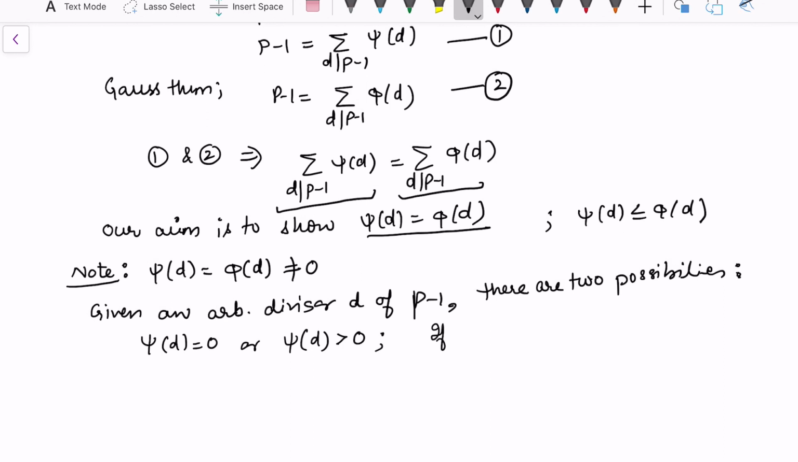Now if xi d is equal to 0, this implies xi d is less than phi d, because phi d is not equal to 0. Phi d is the number of integers that are relatively prime with d, so there will be some numbers. In fact, the minimum, phi of 1, has the value 1. So xi d is always less than or equal to phi d, in fact strictly less than in this case.